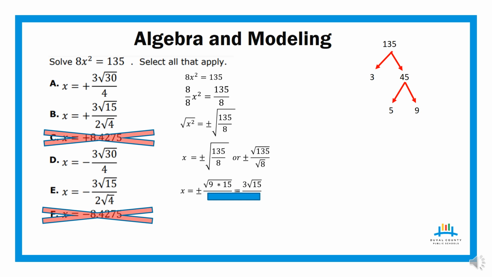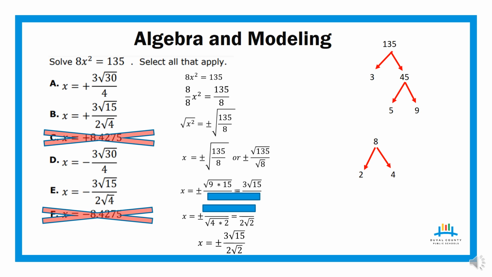Now let's simplify our denominator. We need the perfect square factor of 8, and if you can't remember what that is, you can use your factor tree again. You'll see that 2 times 4 is 8. 4 is a perfect square, so we're going to rewrite 8 as 4 times 2. Then we'll take the square root of 4, which is 2, and we'll leave the factor of 2 underneath the radical. Putting these together, we have that x equals 3 times the square root of 15 divided by 2 times the square root of 2.